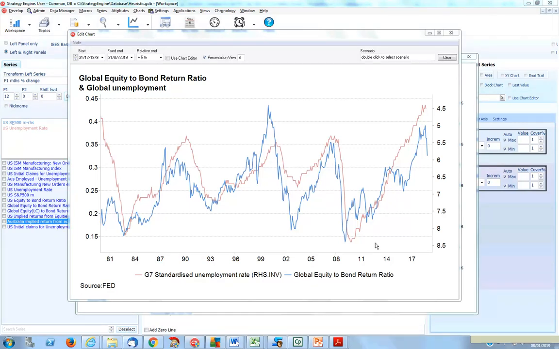In this video, we're going to look at a number of the key big macro and market charts and relationships. First one I want to have a look at is the equity versus bond performance ratio, and we're relating that back to trends in global unemployment.